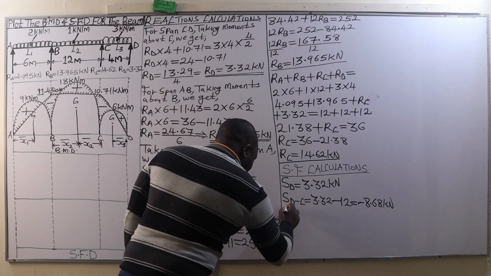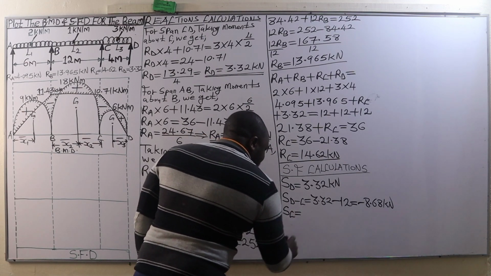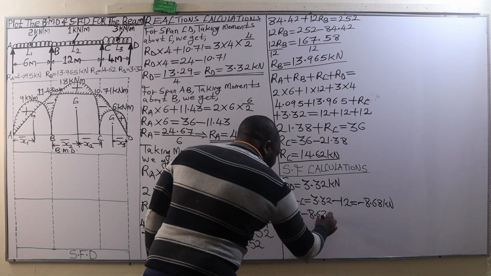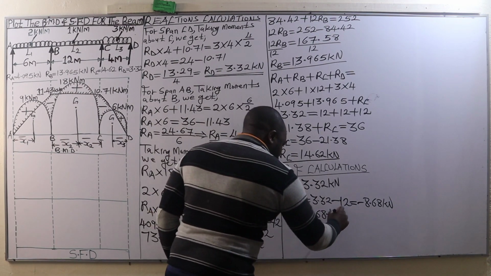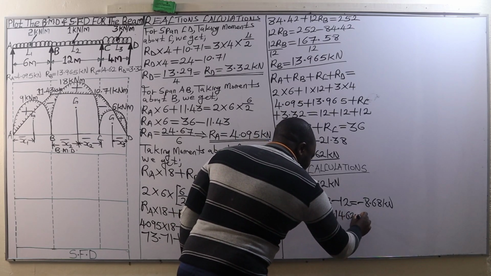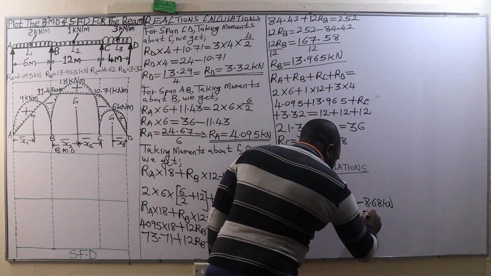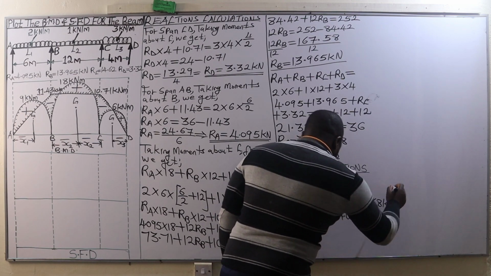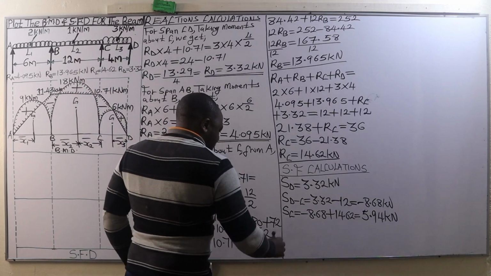kilonewtons. Then from there we go to shear force at C, and the shear force at C will be this negative 8.68, we add the reaction at C, which is 14.62, and that is going to be 5.94 kilonewtons. From there we go to shear force between C and B.